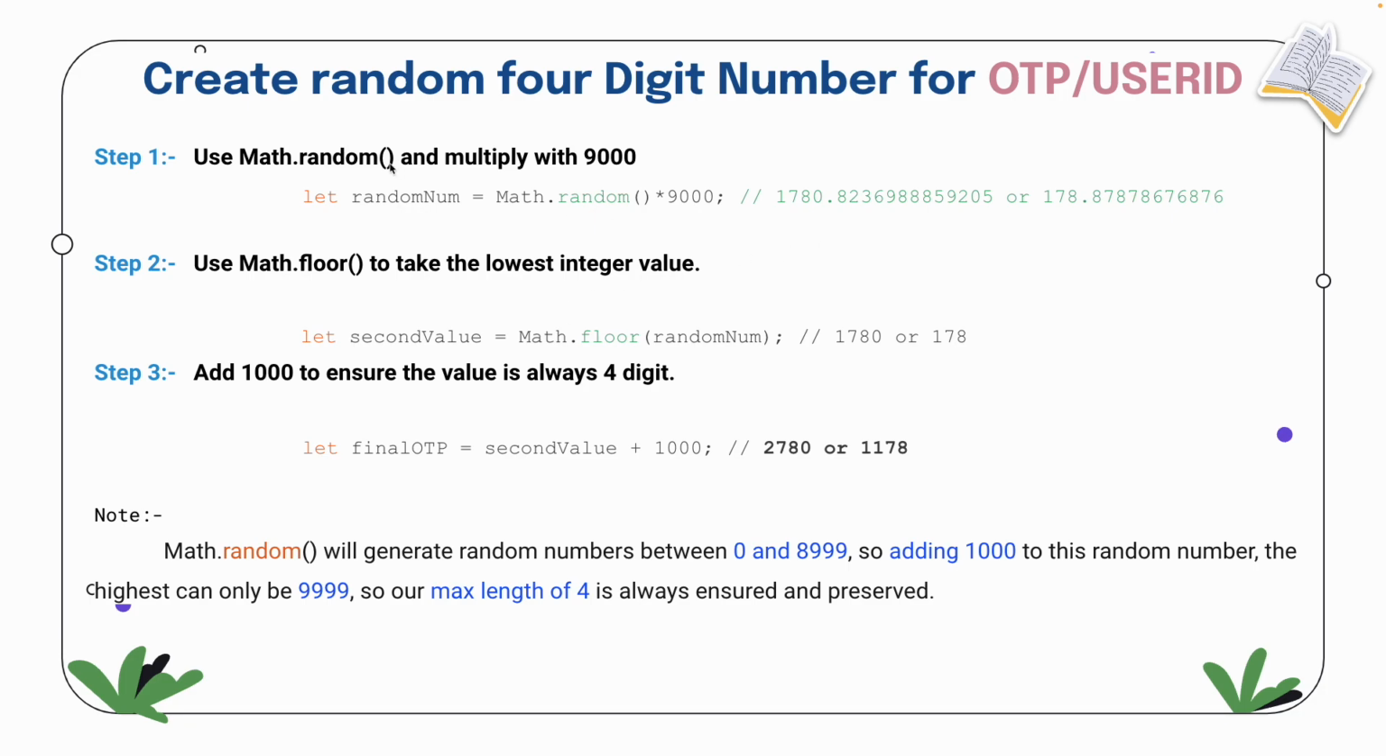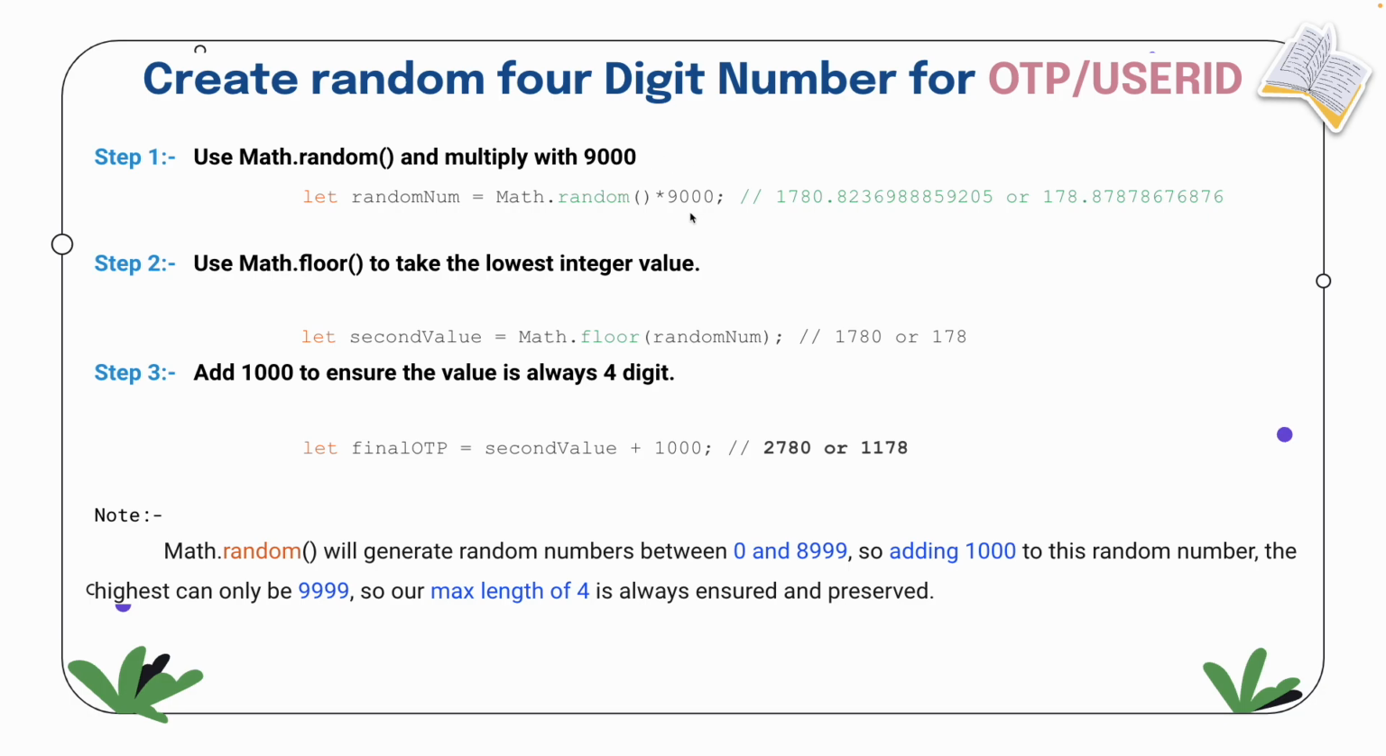So first step, we are taking Math.random. I told you previously, Math.random will just give you a random number between 0 and 1.